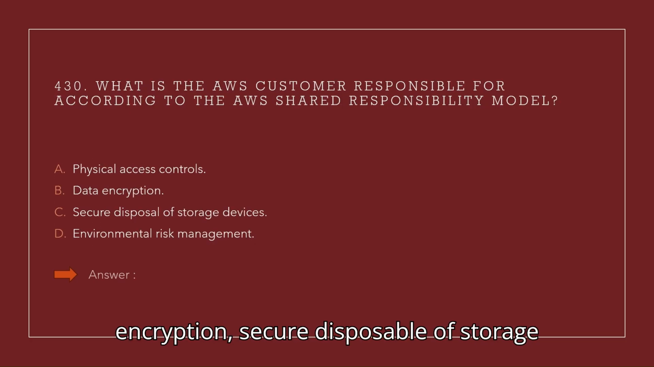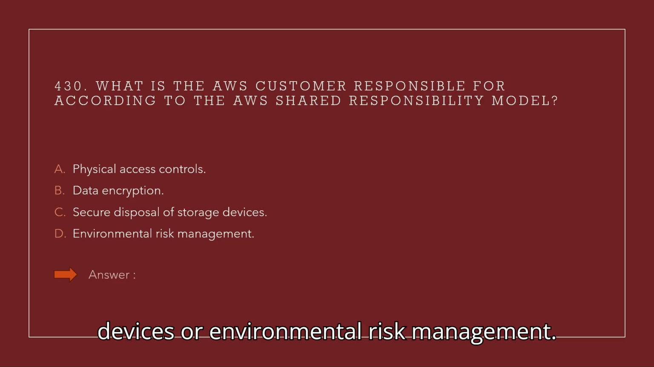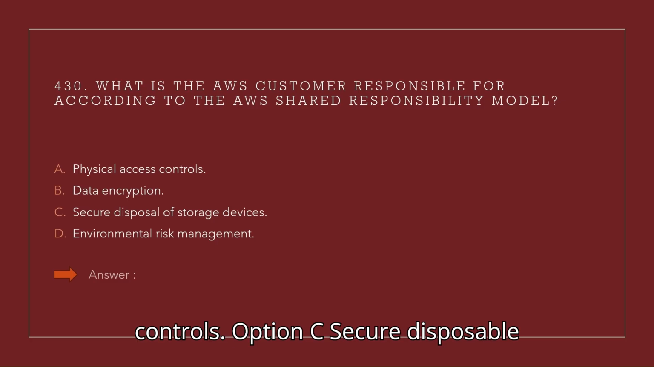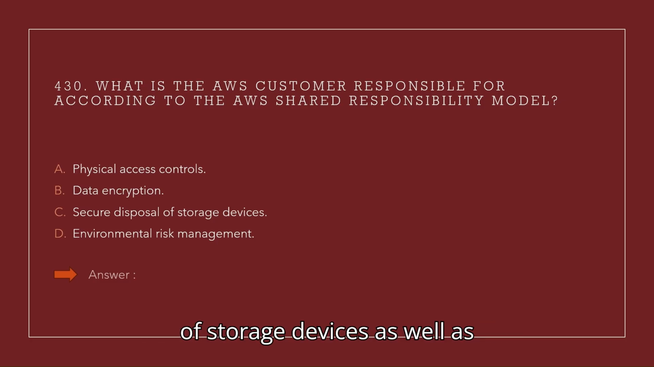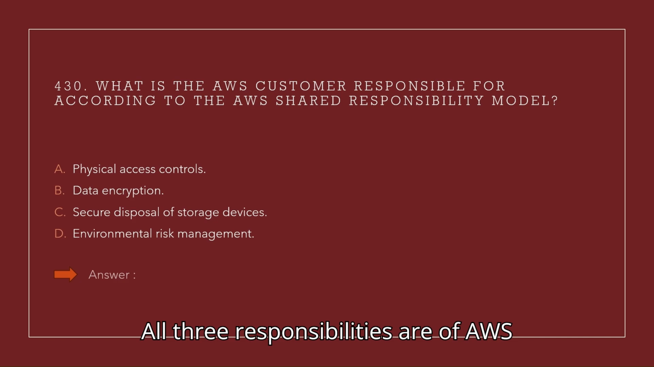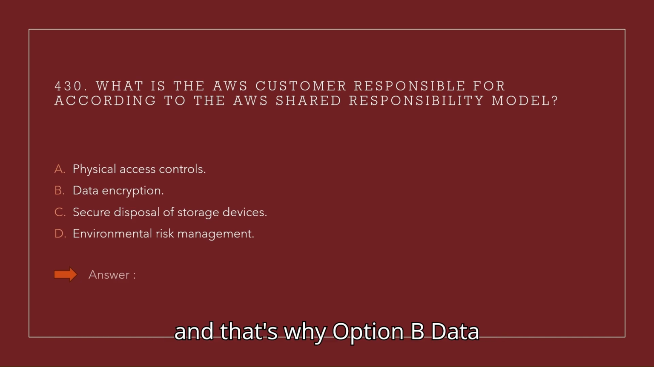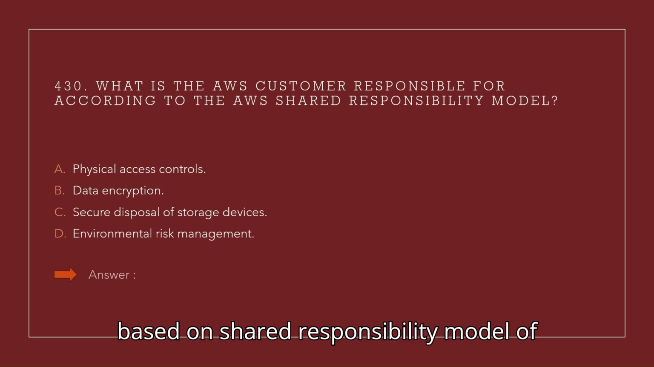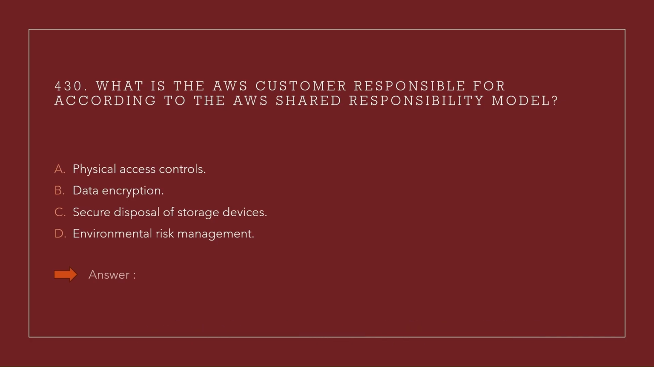Next question. What is the AWS customer responsible for according to the AWS shared responsibility model? Physical access controls, data encryption, secure disposal of storage devices, or environmental risk management. So option A, physical access controls. Option C, secure disposal of storage devices. As well as option D, environmental risk management. All three responsibilities are of AWS, and that's why option B, data encryption, is the customer's responsibility.